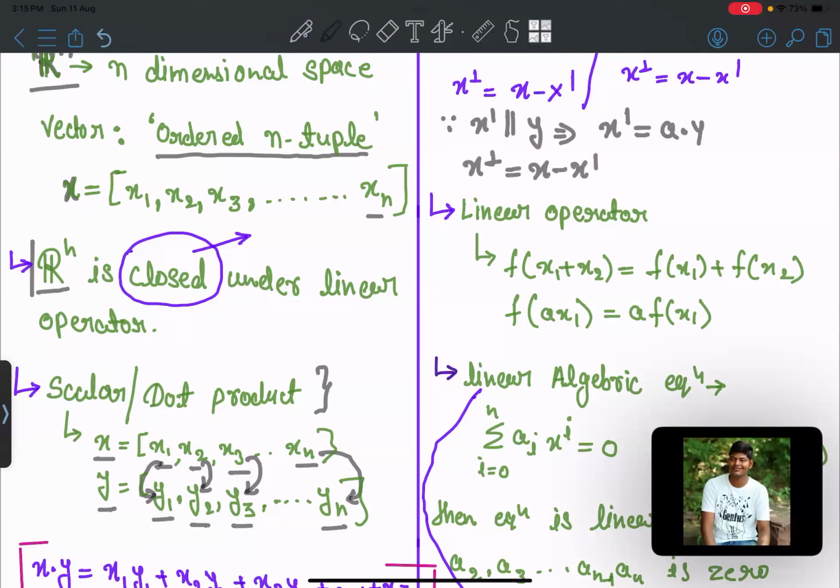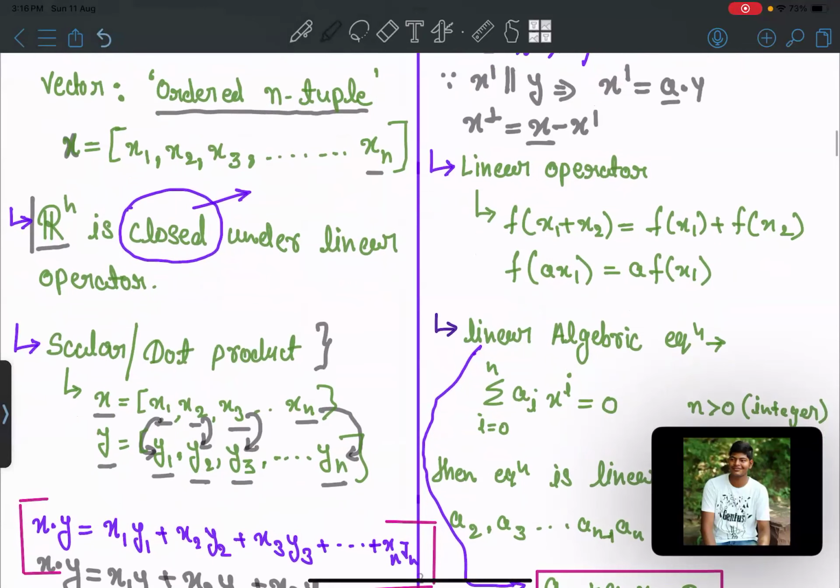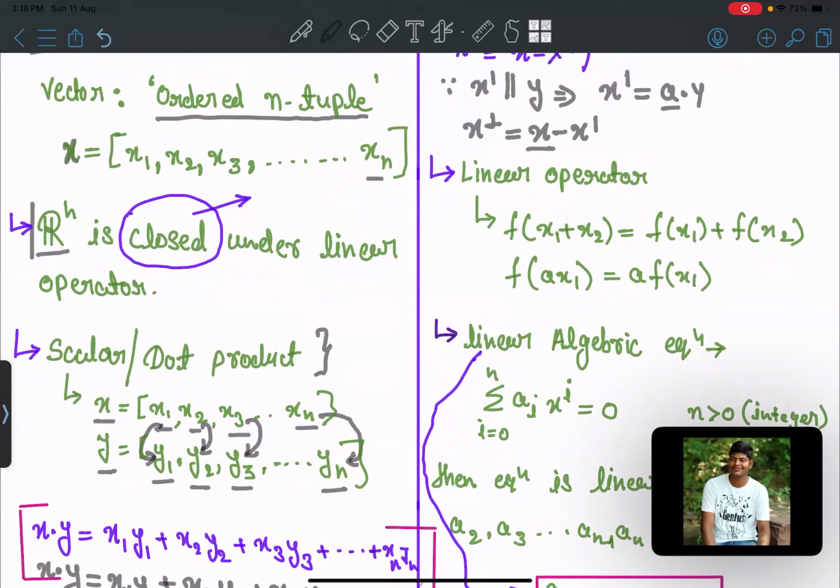It means if we are able to find the scalar a, then this scalar multiplied by y will give us x parallel to y. And if we subtract this x parallel from the original x vector, that will give me x perpendicular, the component of x that is perpendicular to y. Now we can write x perpendicular equal to x minus a y.